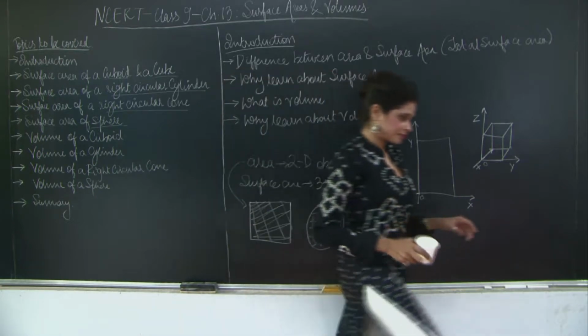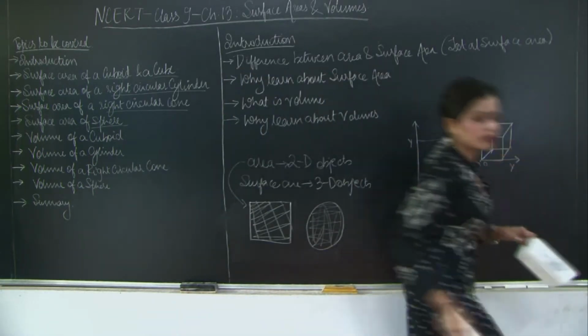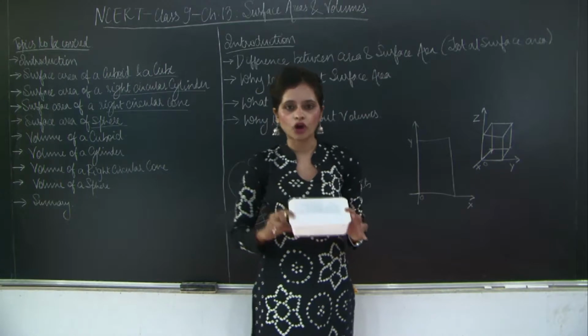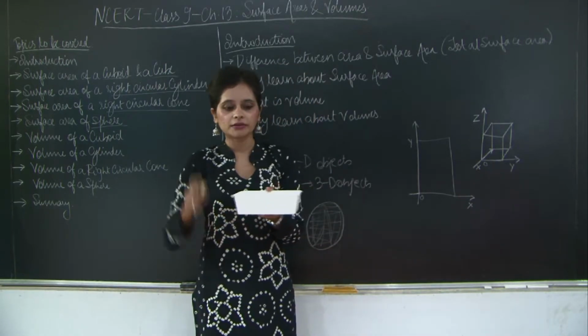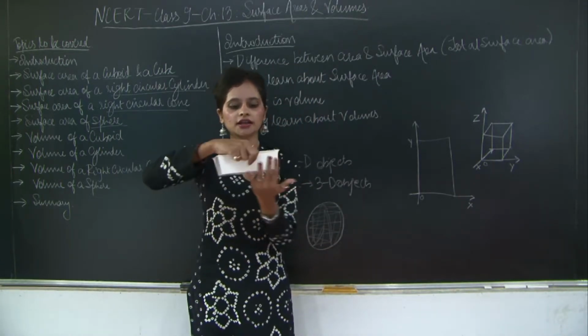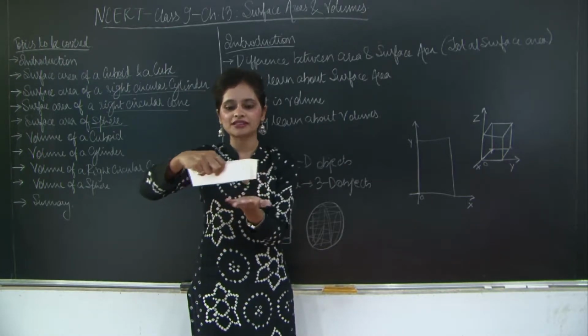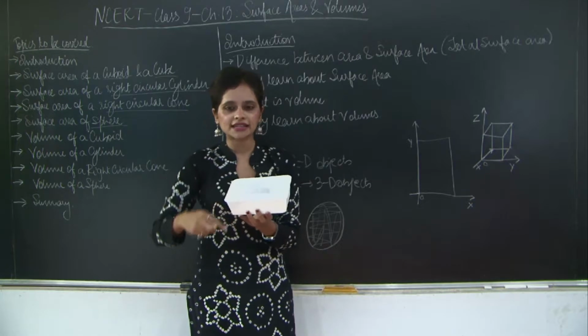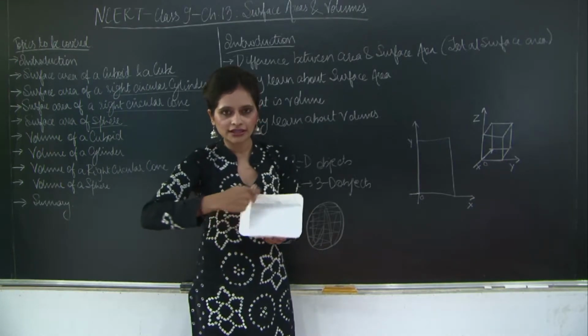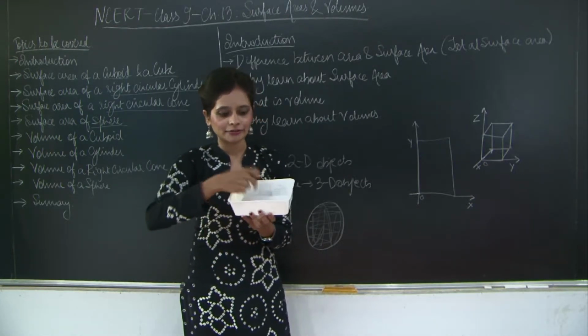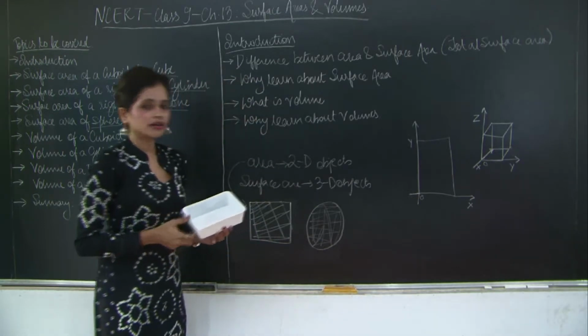Similarly, for this tray out here, which is in the form of a cuboid but without a lid, our exterior surface area is going to be the sum of all these four faces and the bottom, and the interior area would be the sum of all these areas and the bottom inside, right? So this was about your surface area.